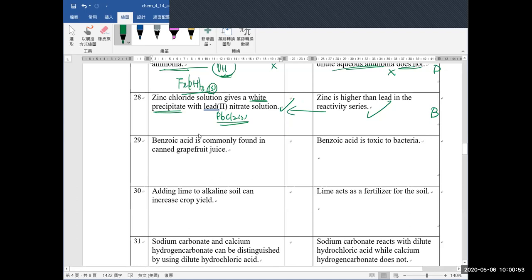Nothing related to it. Indeed, it is something about the precipitation reaction. You have to go back to what? Solubility rule. For lead 2 salt, lead 2 chloride is water insoluble, especially in cold water. But in hot water, they will dissolve. 29. Yuan Tian Yang.